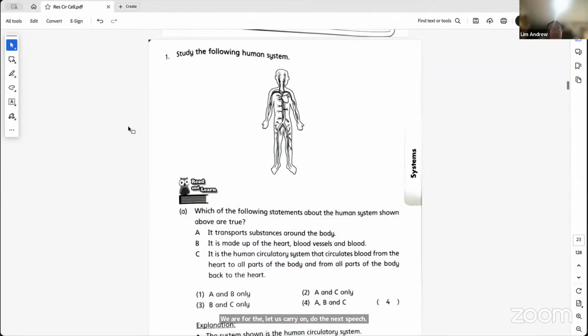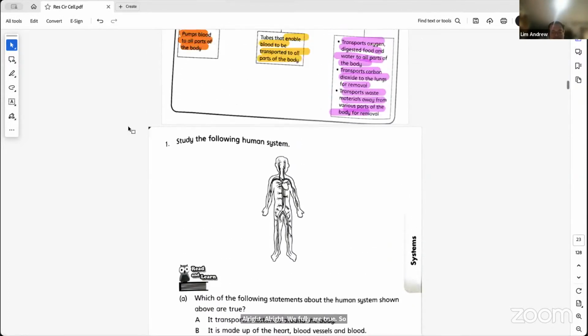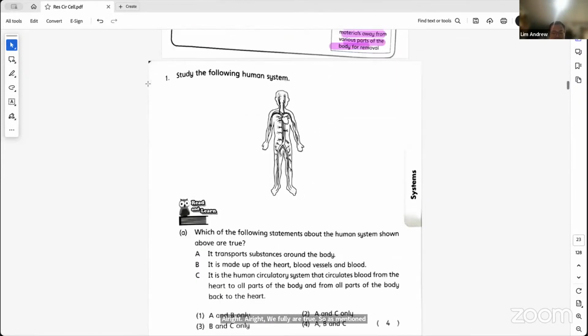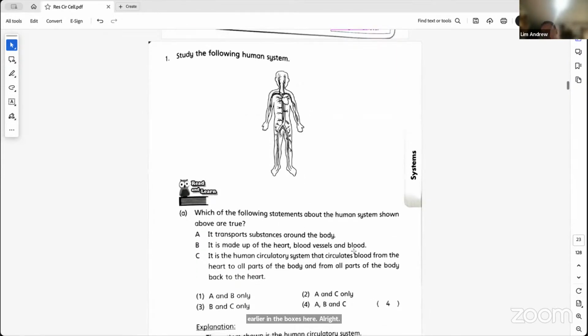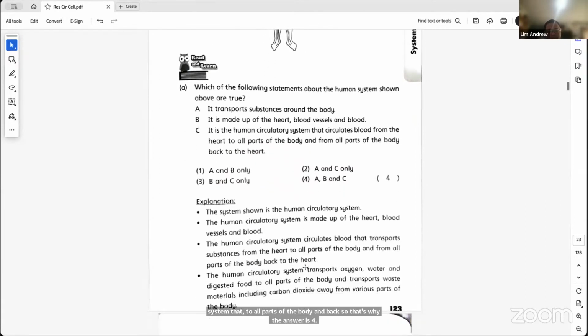Study the human system. Which of the following are true? As mentioned earlier in the boxes here, the answer is 4, A, B, C, because the system transports substances around the body. It is made up of the heart, blood vessels, and blood. And it is the system that circulates blood from the heart to all parts of the body and back to the heart. So that's why the answer is 4. The explanations are as follows. I believe that is quite clear.